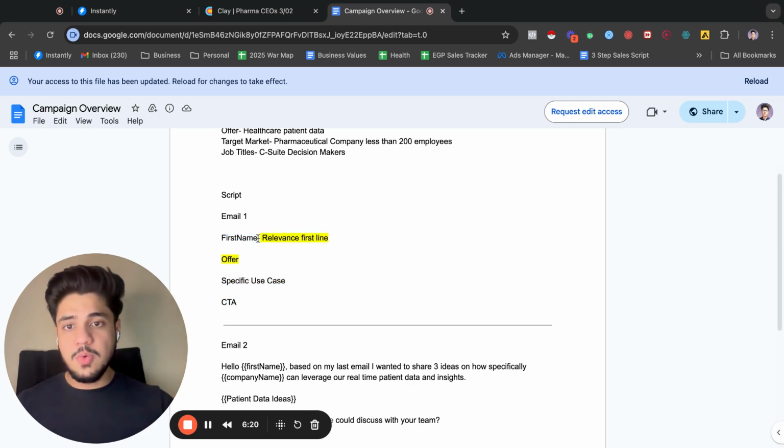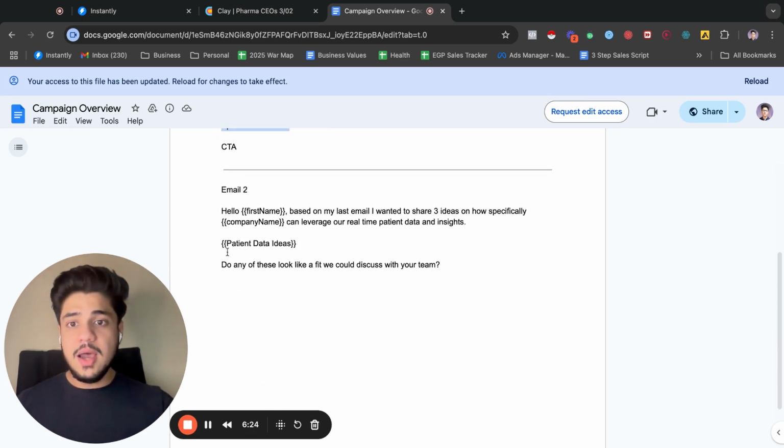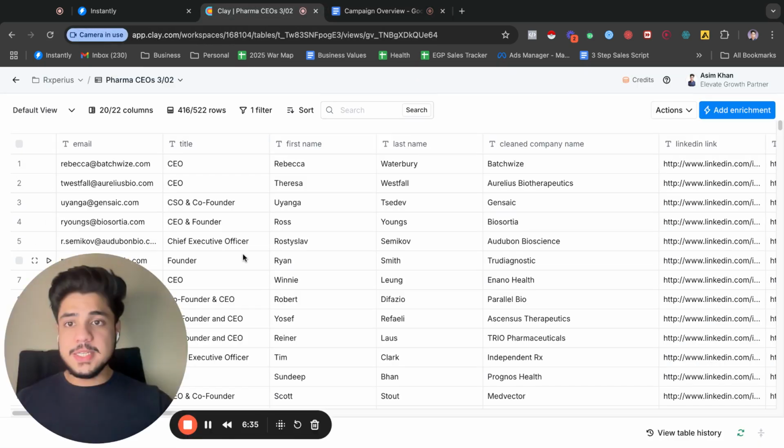So over here, first we want a relevant first line, and we also want a specific use case. The third personalization we want is the patient data idea. All these three things are super easy and very templatized, and you can easily copy them from here as well. So this is our list, one of the lists of one of the campaigns.